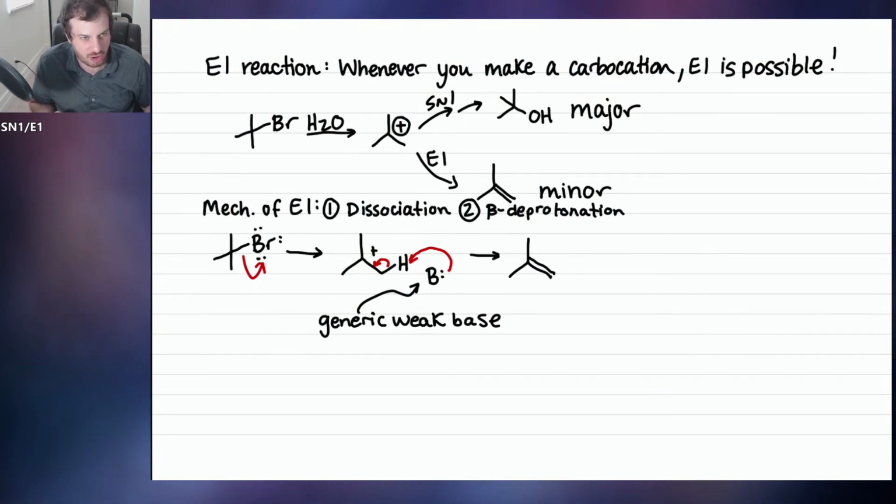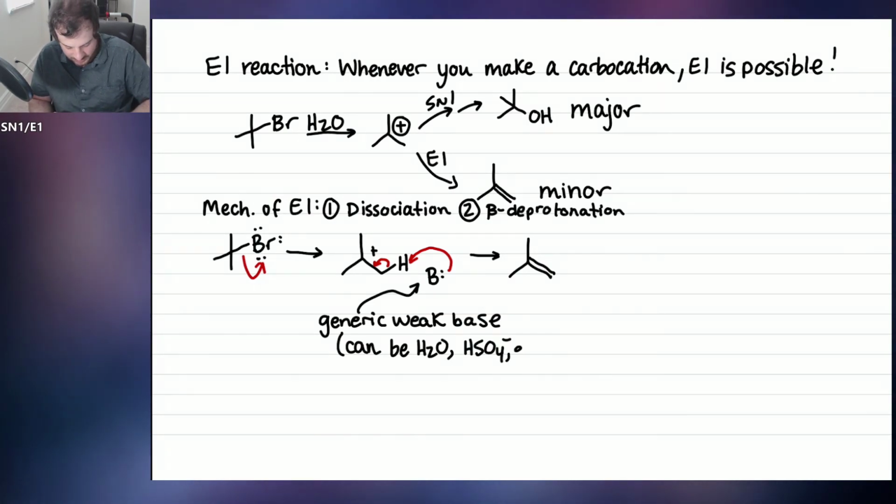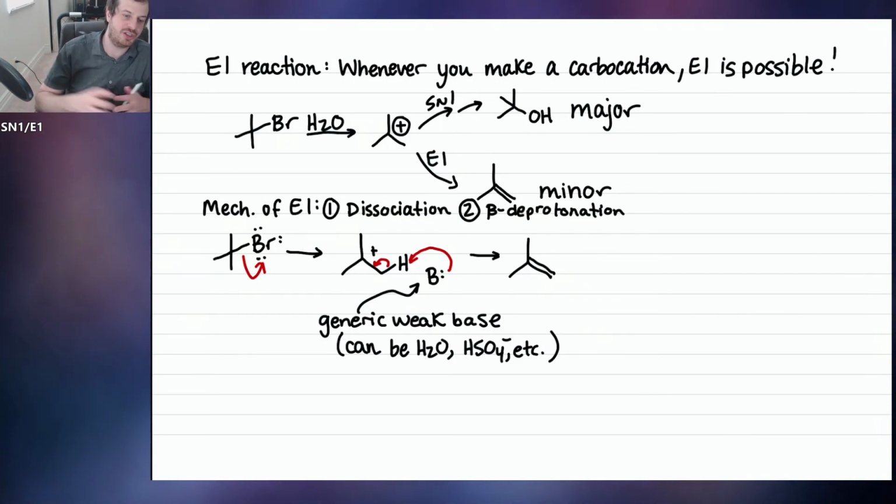It's actually kind of hard to probe what exactly this base is because there's so much solvent around, but it's believed to be just something reasonable for what's there in the reaction. So it can be water acting as the base, it could be the bisulfate anion, etc. Okay, so that is the mechanism of E1. You form the same carbocation, but instead of the nucleophile attacking the carbocation, the nucleophile does beta deprotonation, creating an alkene. Now, SN1 is typically favored over E1.